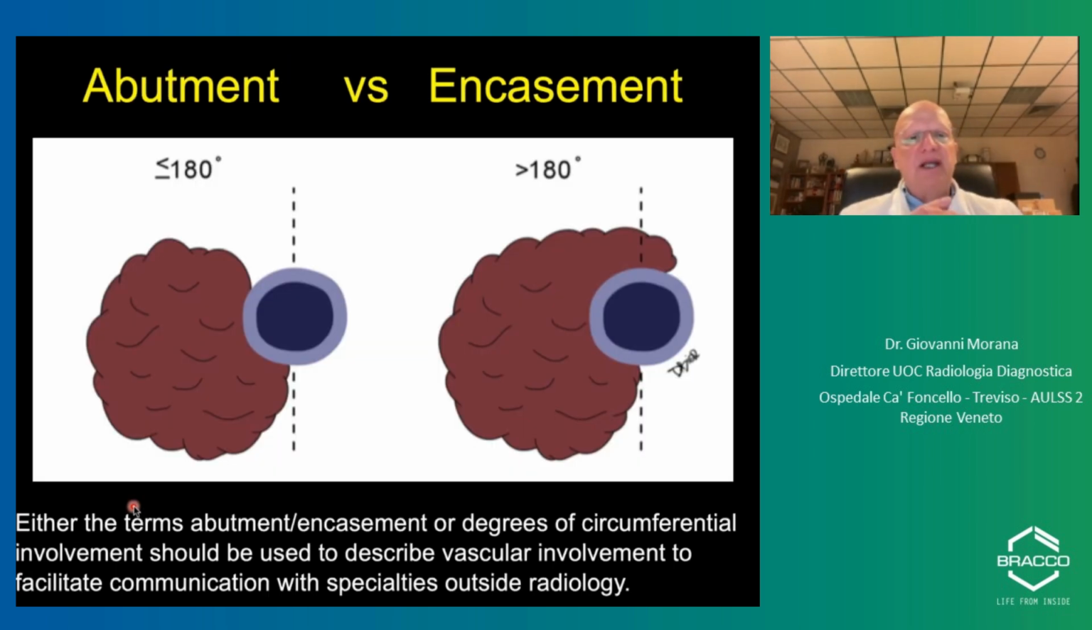But for local staging, the relationship between the tumor and the surrounding vessels is important. As a rule of thumb, I remind you that we talk about abutment when the contact is less than 180 degrees versus encasement when the relationship is more than 180 degrees. So in this case, we are almost sure there is involvement of the vessels. In this case, the vessels are less likely to be involved by the tumors.